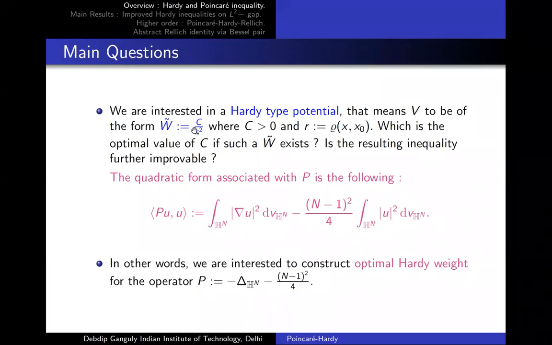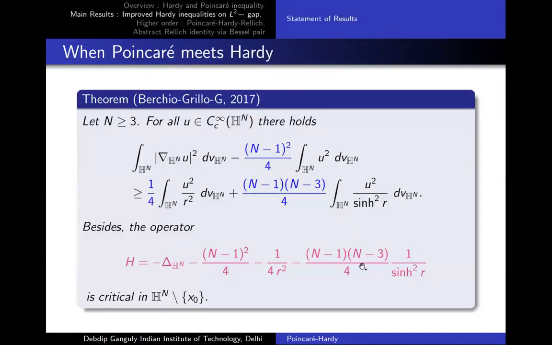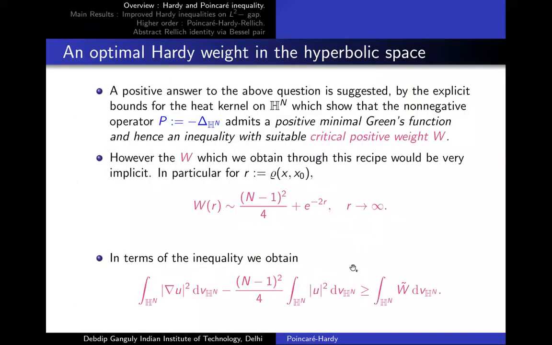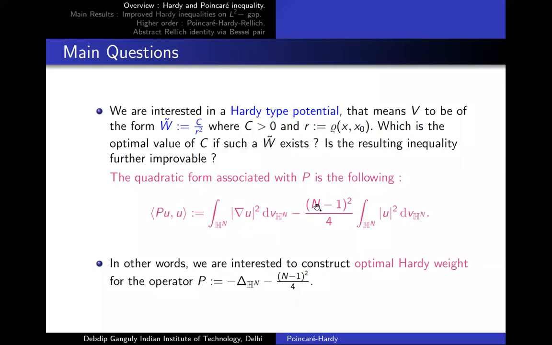And also we want to see whether this Hardy weight makes this inequality critical. Or in other words, we want to find an optimal Hardy weight, another Hardy weight. Of course, we have an optimal Hardy weight W tilde, but we want something of 1 by r square, and it has to be a critical or optimal Hardy weight. Okay, this we have answered.